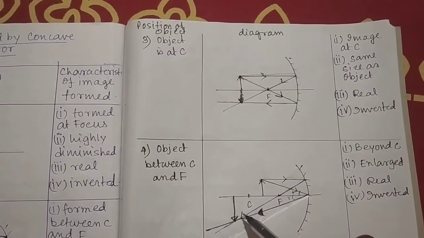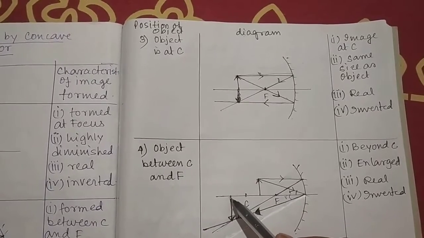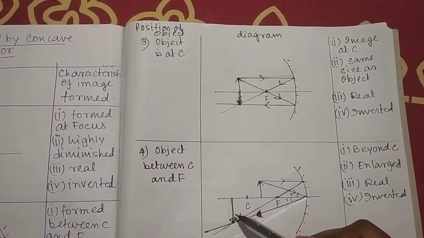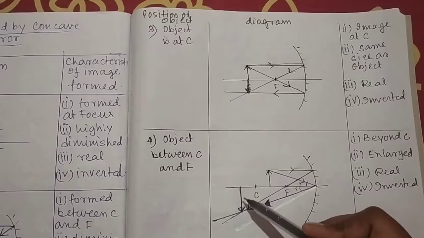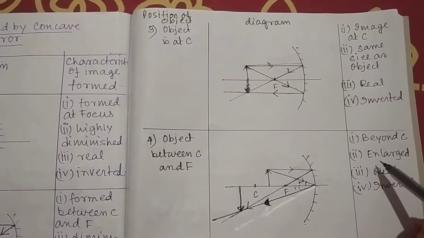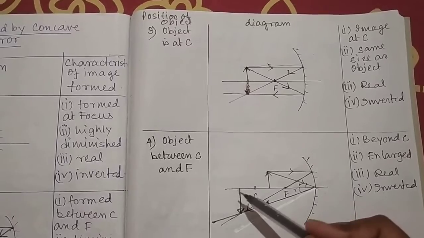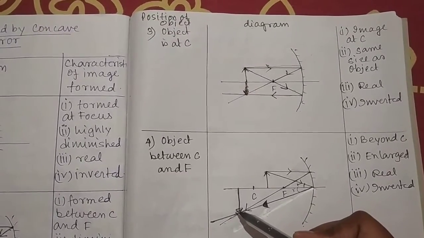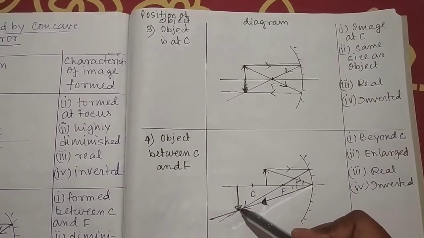So what are the characteristics of the image? Where is the image formed? It is formed beyond C, as you can see. What is the size of the image? Is it diminished, same size, or enlarged? It's enlarged. Very good. So is it real or virtual? It's real because it's formed in front of the mirror. So the image is real. And what about inverted or erect? Obviously we can see from the figure that the image is inverted.